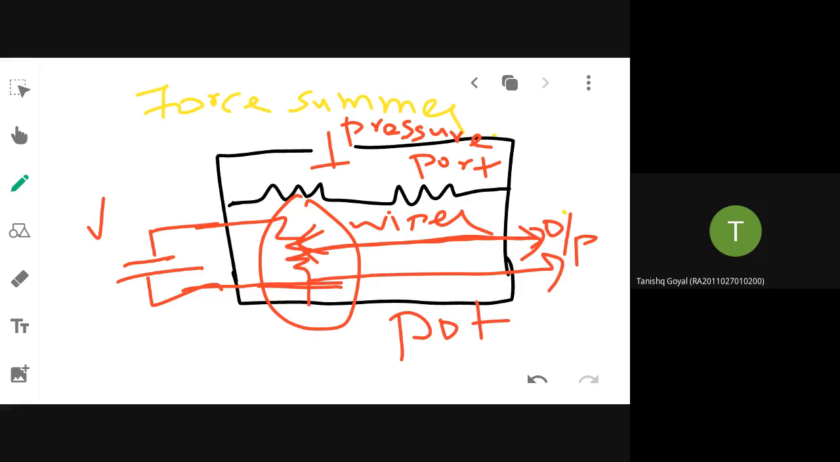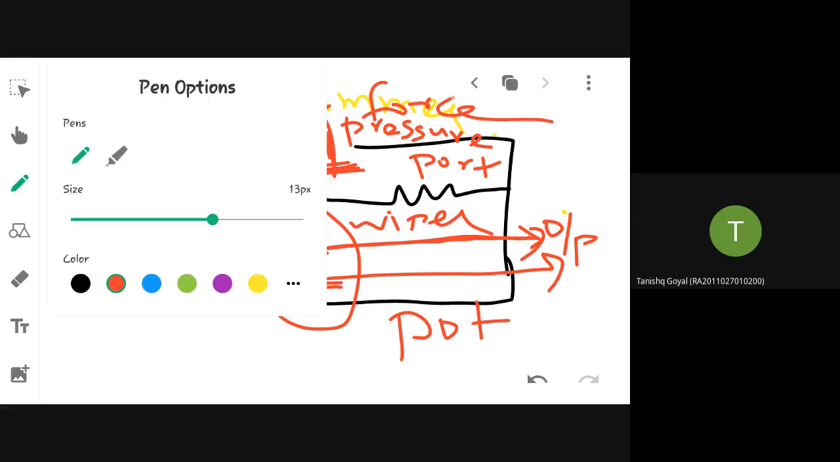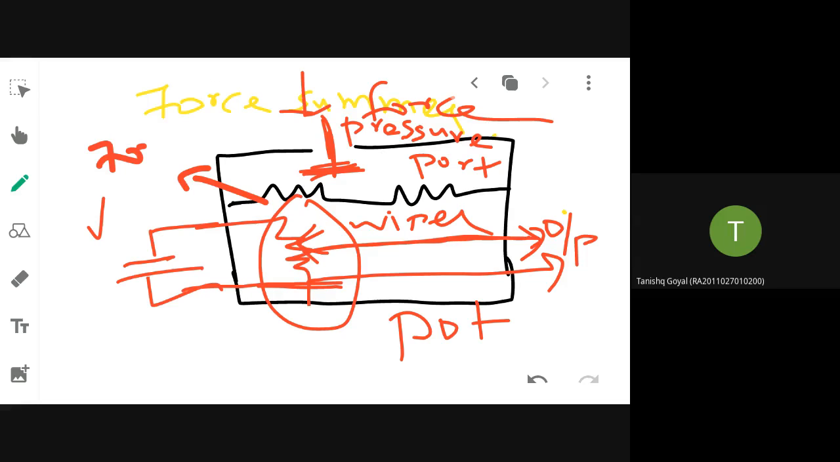Force or pressure. So there is an input pressure port. You will apply force or pressure here. This is your force summing device, your force summer. You are applying force to the force summer, so that will get displaced. That displacement will cause what to the wiper? The wiper will move, yes.